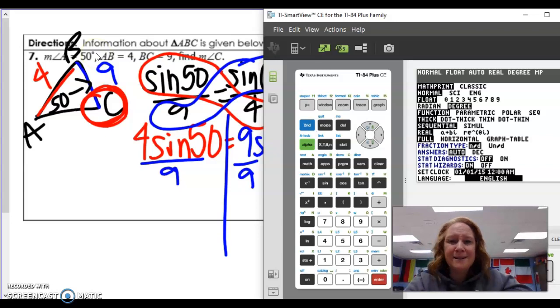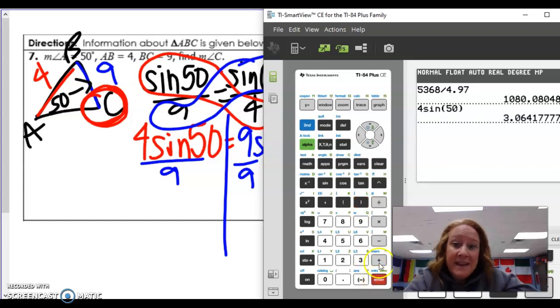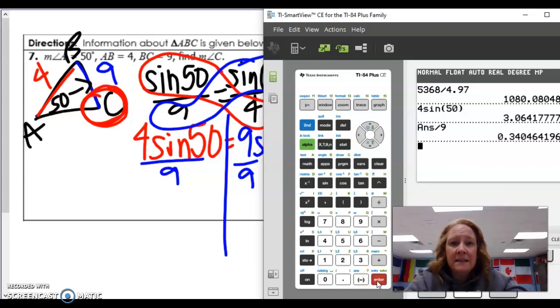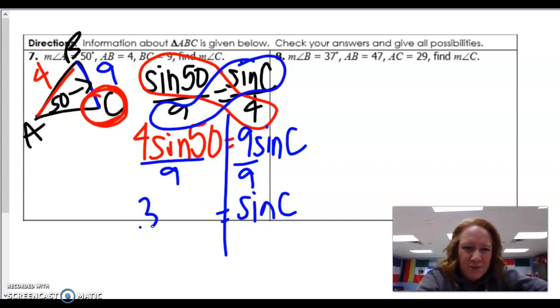How would you know if it was radians? Because there would be a pi in it. Okay, so good. Now I'm going to second quit. All right, so 4 sine 50, close your parentheses. I'm going to push enter, and then divide by 9. Okay, I get that. So this right here is the sine of C, whatever. Sine of C equals, what was it, 0.3405-ish.